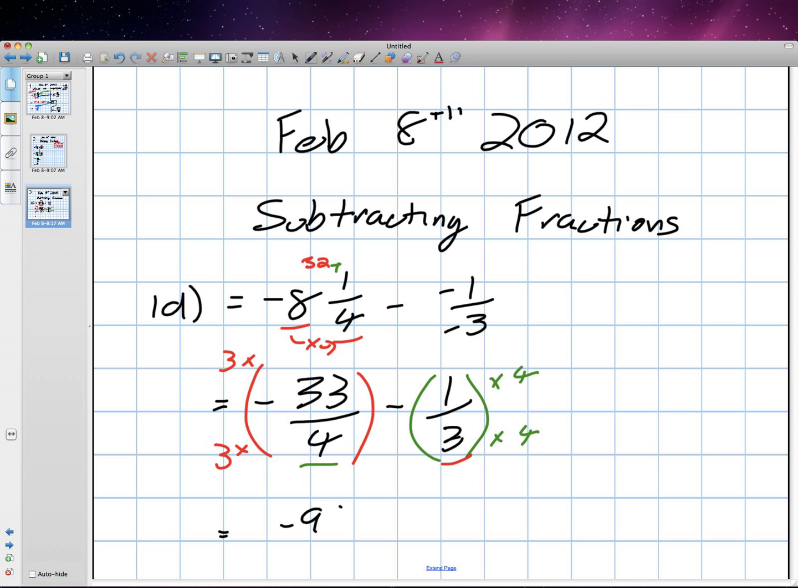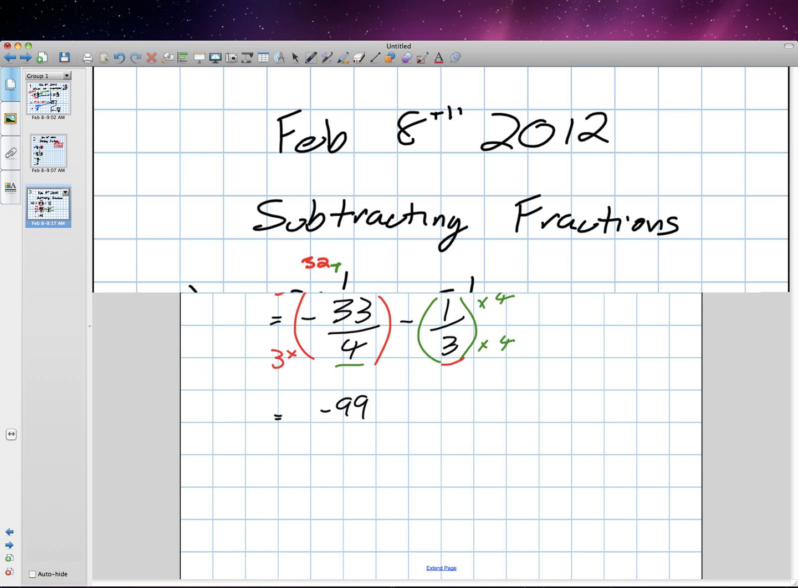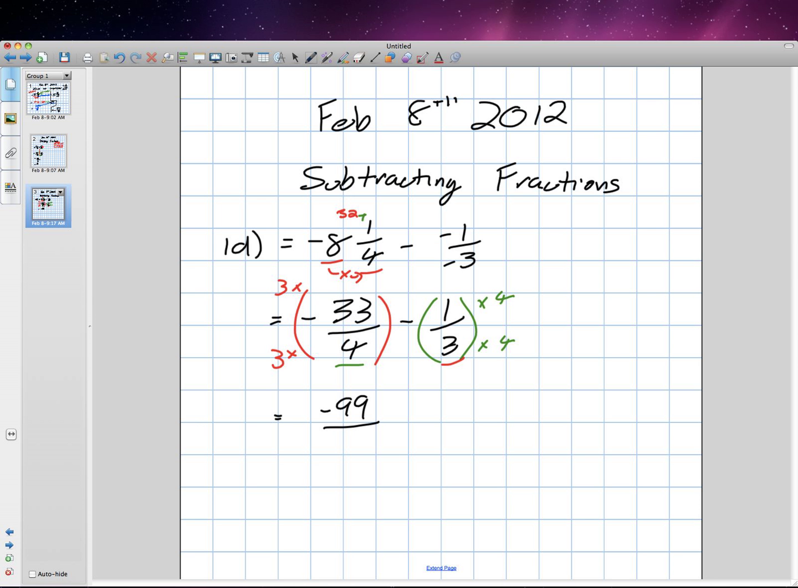So 3 times negative 33 is negative 99. And 3 times 4 is 12. Subtract 1 times 4 is 4. 3 times 4, 12 again. Perfect. Okay? So we have our numbers here. So our denominators are the same. So I know my answer is going to be over 12.